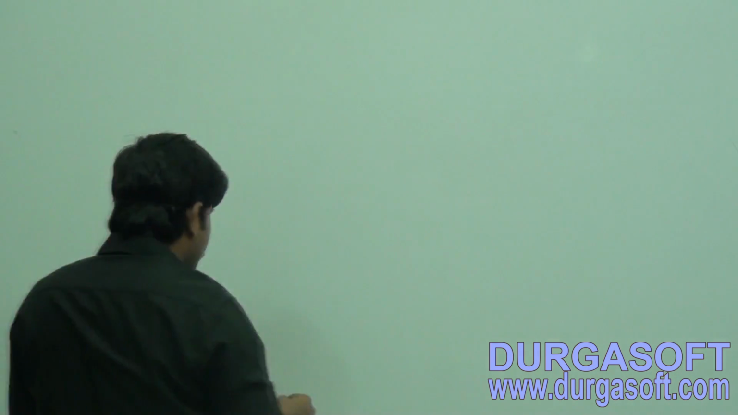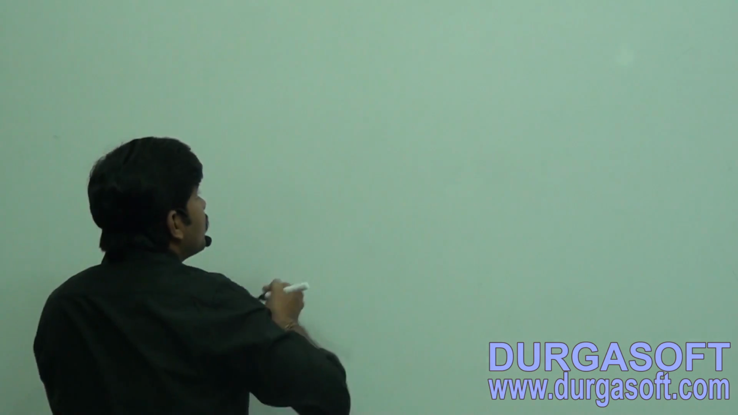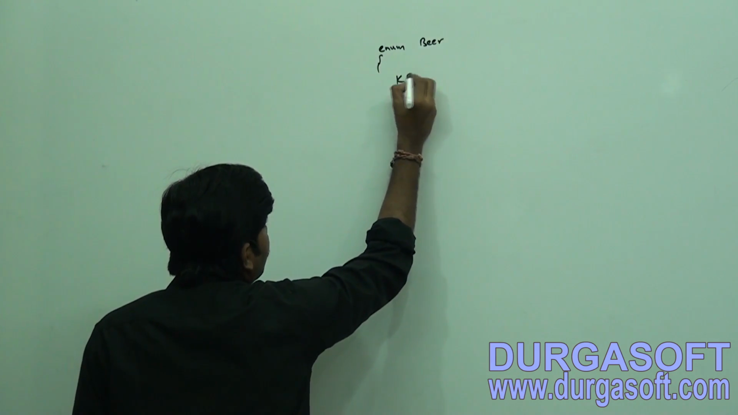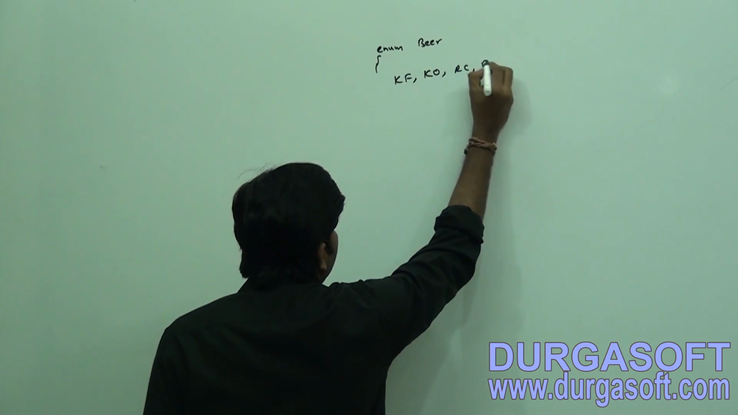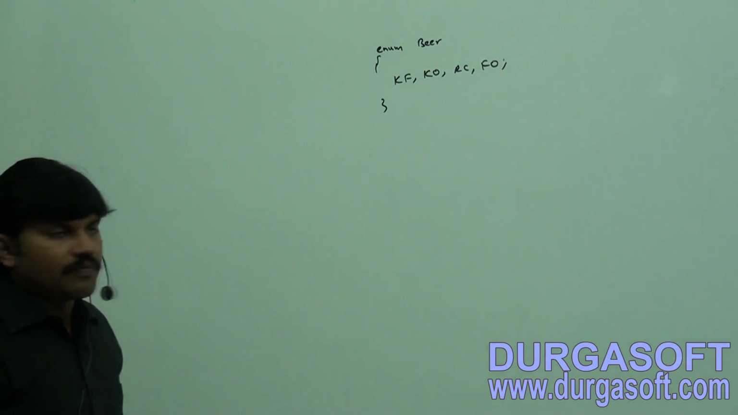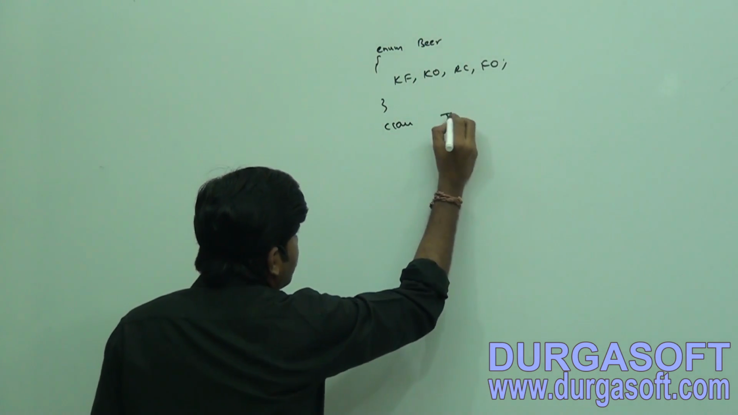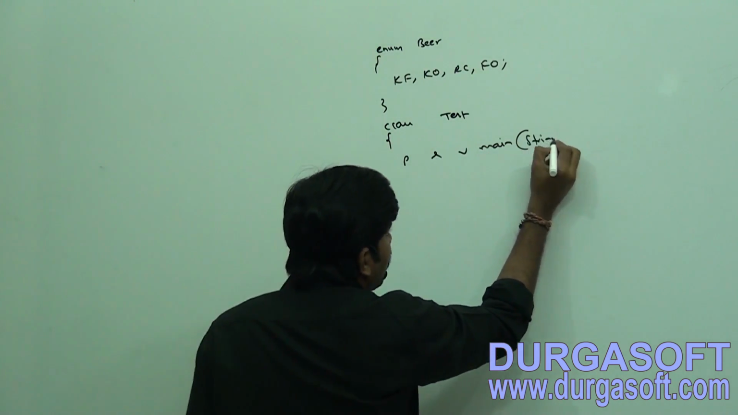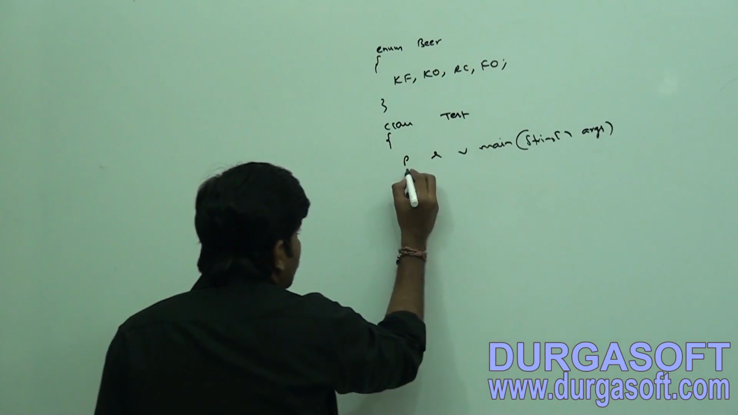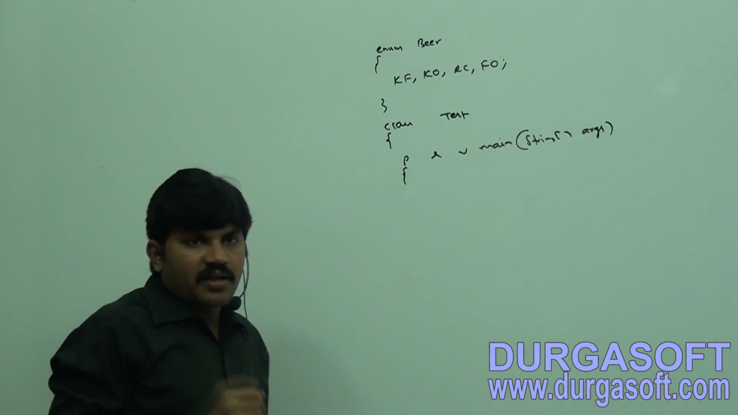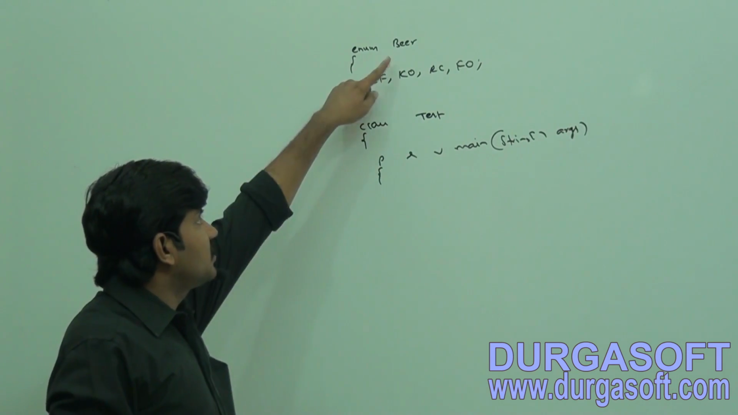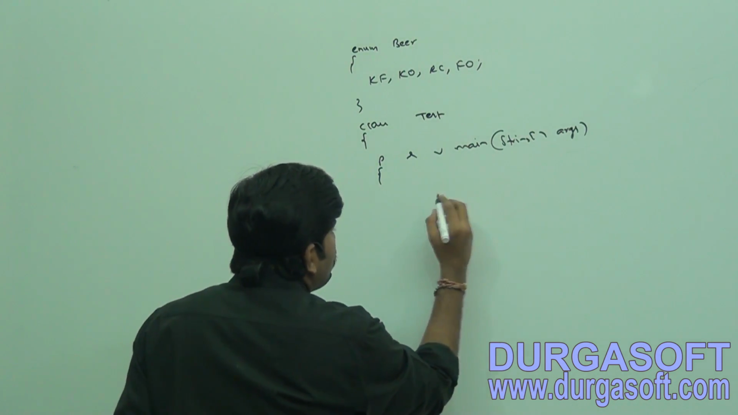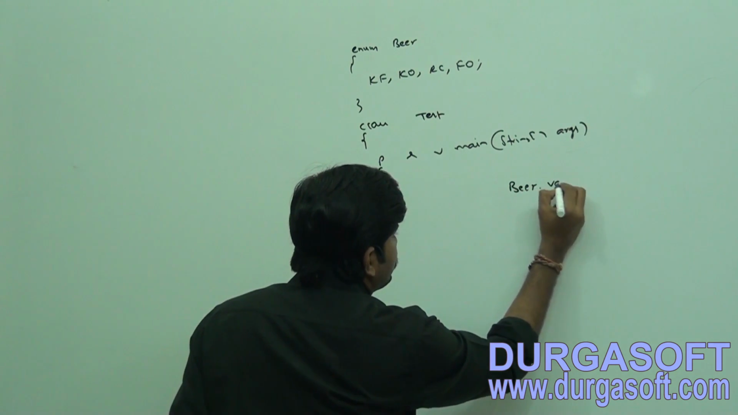Here I am taking an enum Beer with KF, KO, RC, FO. Now I am taking class Test with public static void main String array args. Now my target is all values present inside Beer. Can you please list out all values? If you want, then we can go for Beer.values.